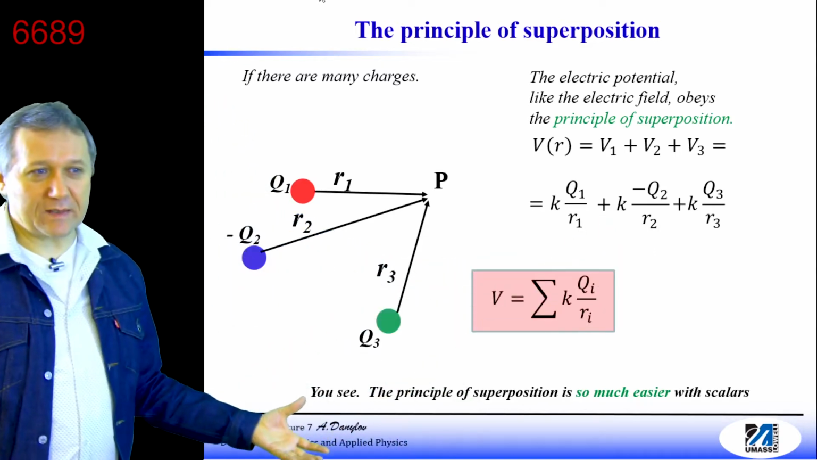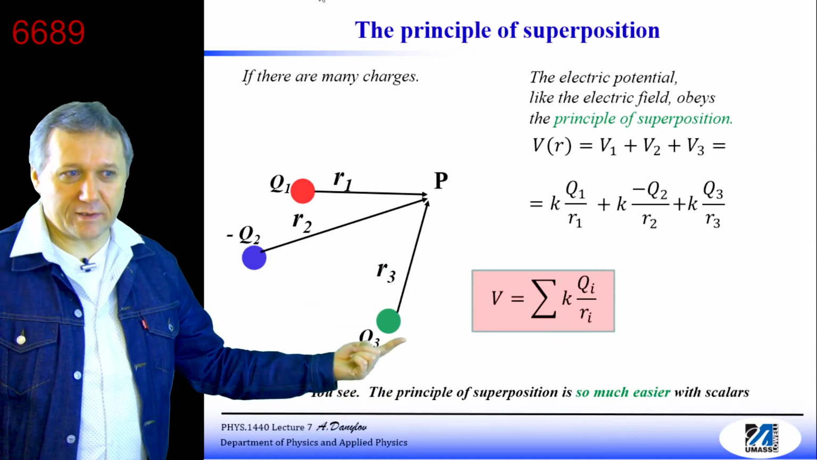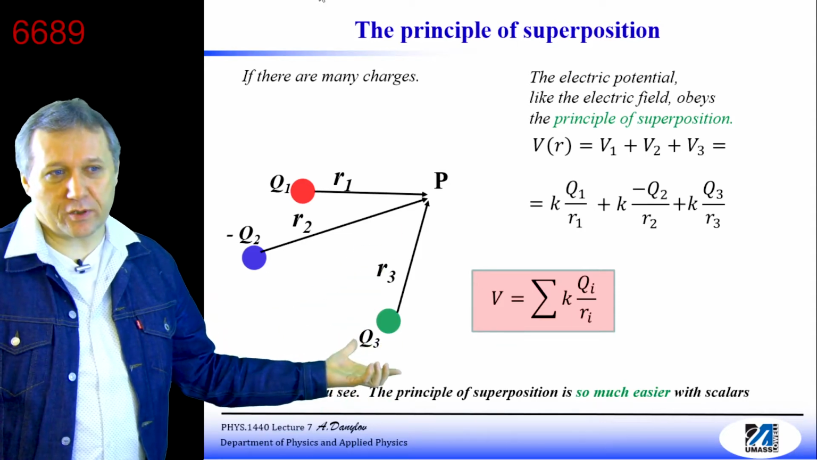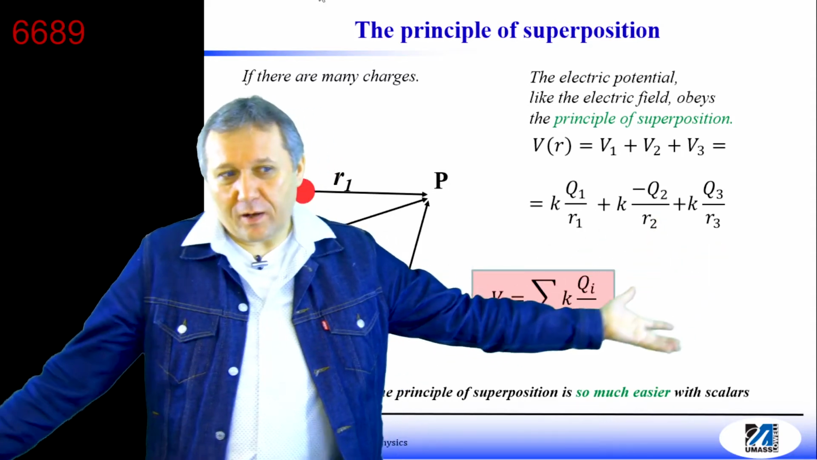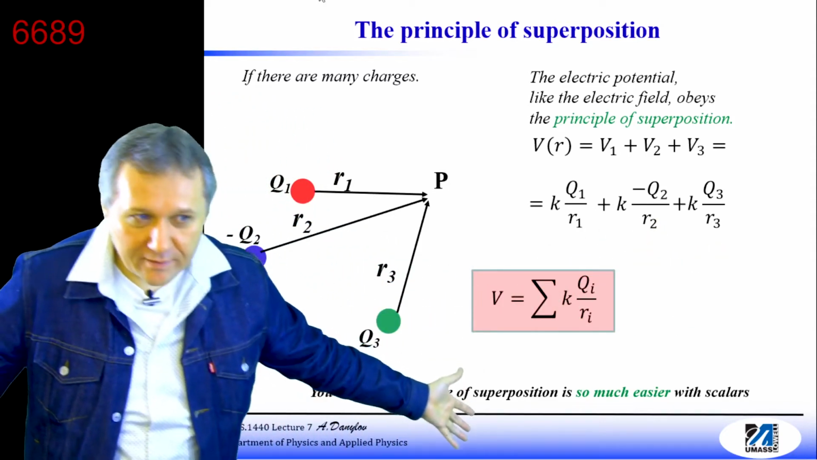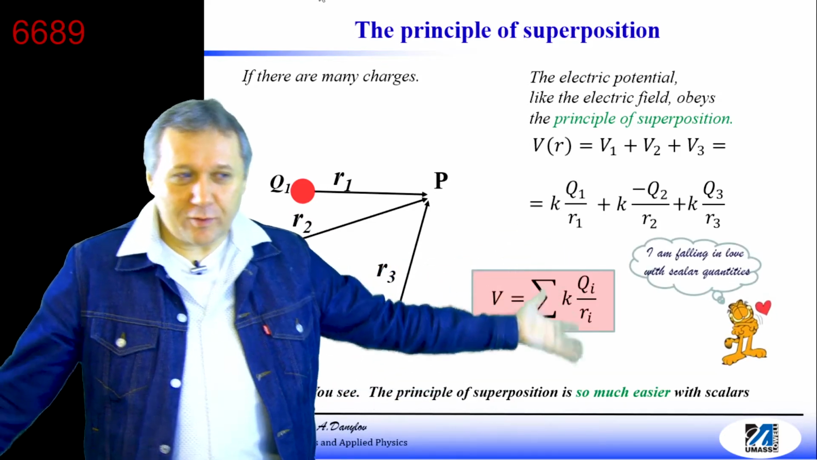And then the same, exactly the same story with the last charge, Q3. Again, you just need to find the distance to the point in question from the charge, calculate this construction kq over r, add 3 numbers, and that's it. What not to like, right?